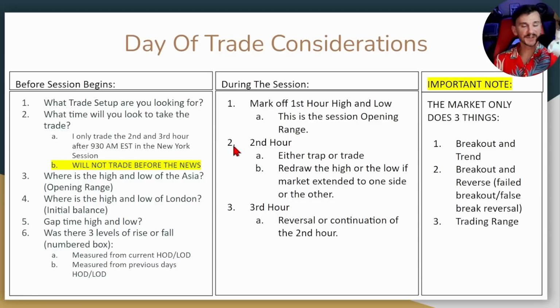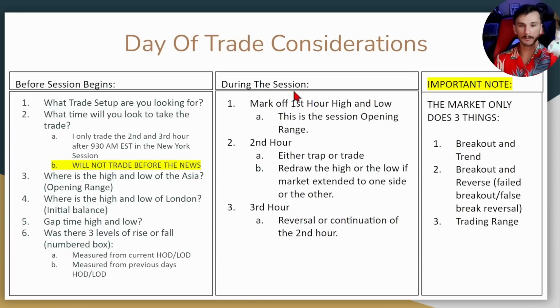Then I can look at the second hour. That's either going to be my trap or it's going to be a trade. Then, if they extend those levels, just like you would for the initial balance on Tuesday, if they extend those levels either high or low, I'm going to redraw my high or my low. And then in the third hour, if I have not taken my trade, I'm looking for, is that third hour going to be a reversal or a continuation of the second hour?